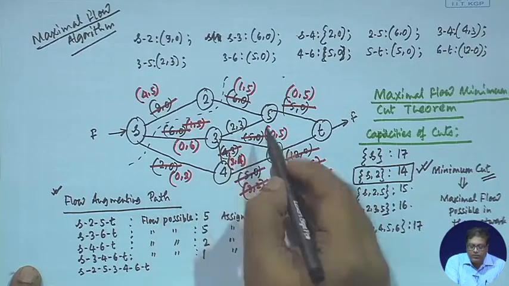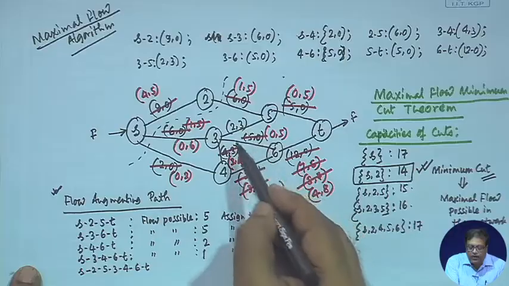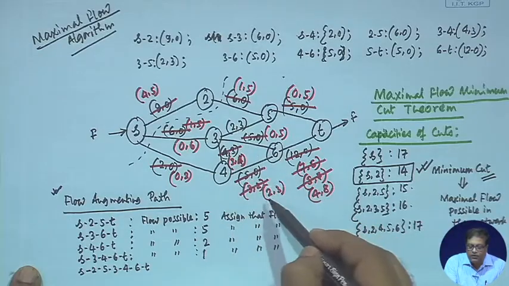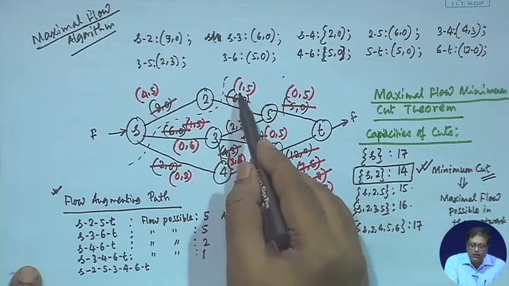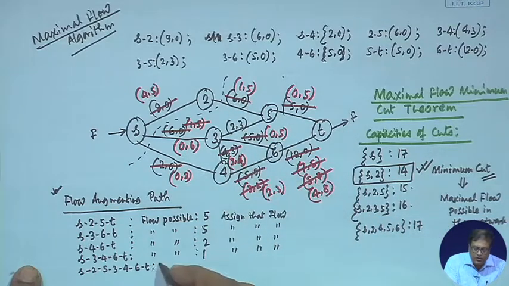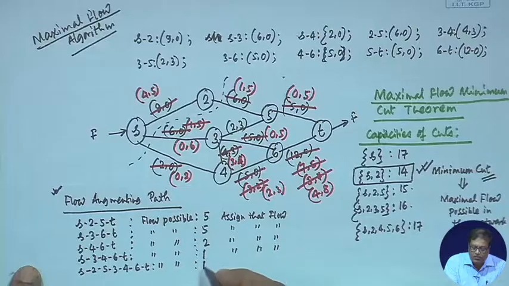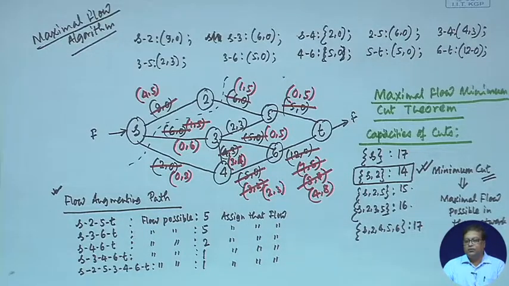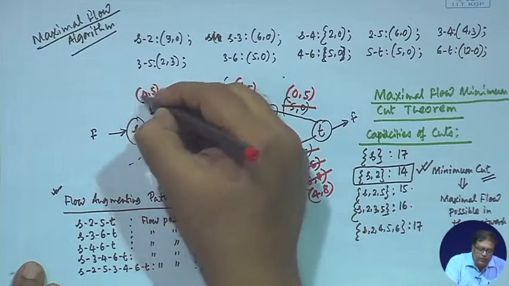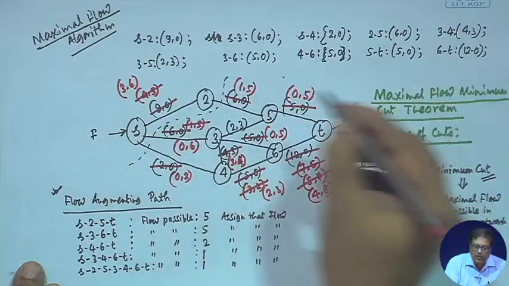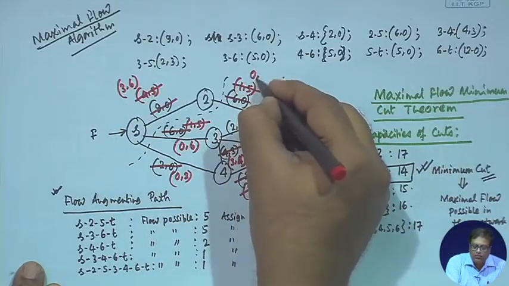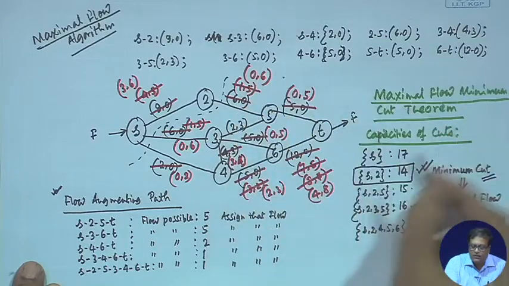And how much flow is possible? 4-5, 1-5, 2-3, 3-4, 2-3, 4-8. Is it all right? So, 1 is minimum. So, here flow possible is 1, assign that flow. Now, let us assign this flow and see what happens. 4-5 will now become 3-6, 1-5 will now become 0-6, right.